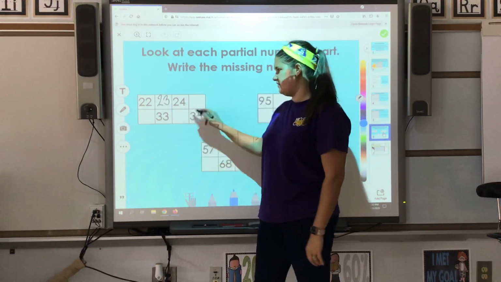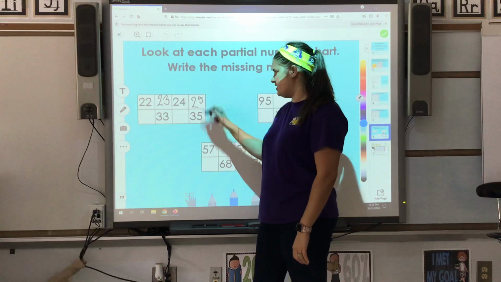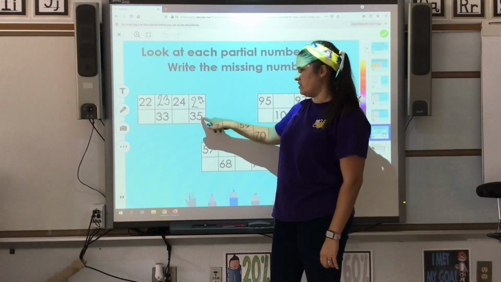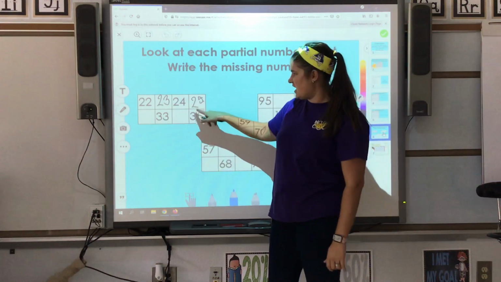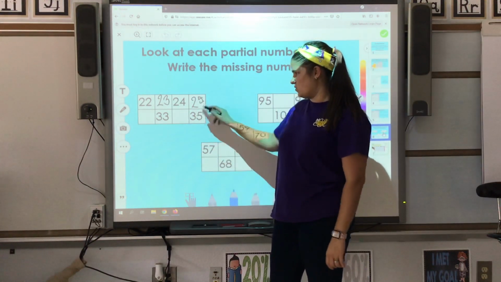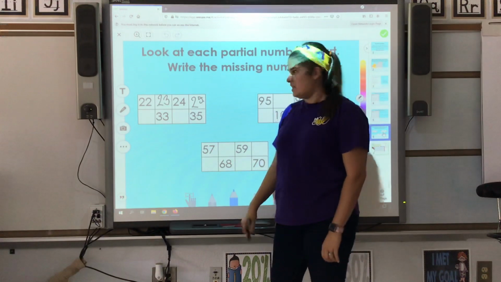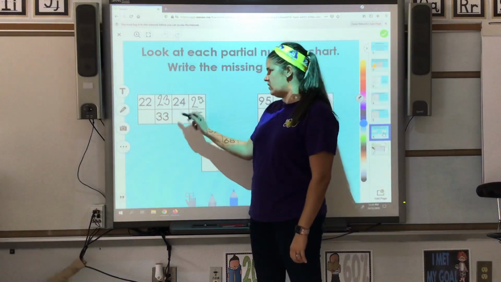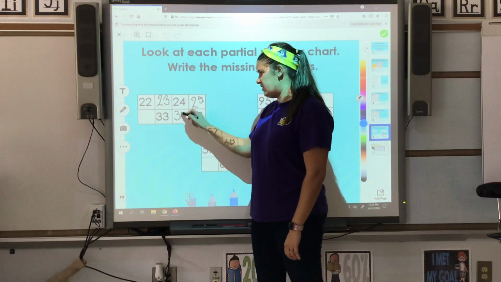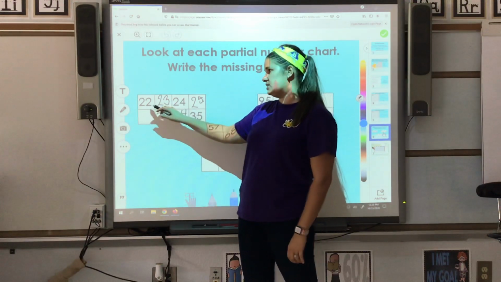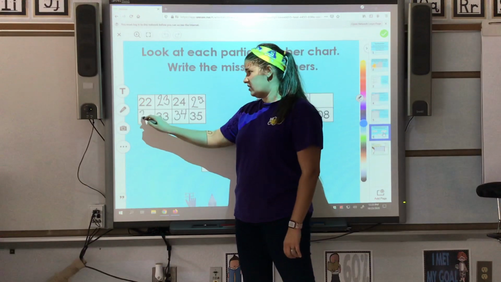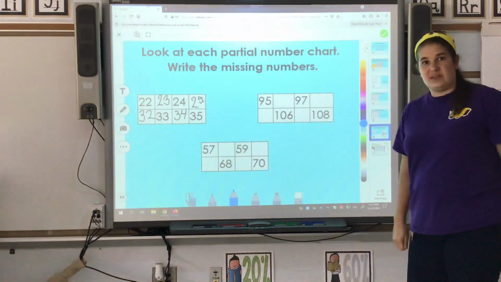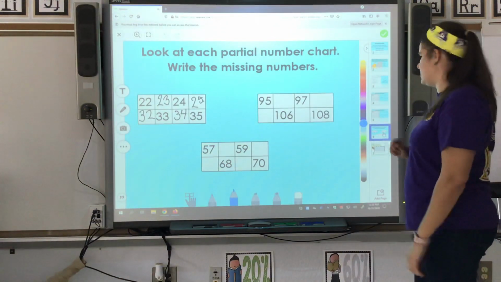23, 24, and 25. If you look, you can see that the ones in each of these are the same, and the tens just go up by 1, like 25 and 35. So 23 and 33. So this one must be 24 and 34. This one must be 22 and 32. So use what you know about tens and ones to fill in the remaining charts.